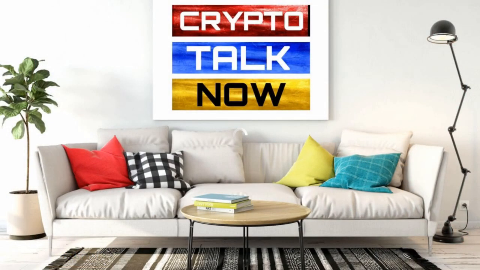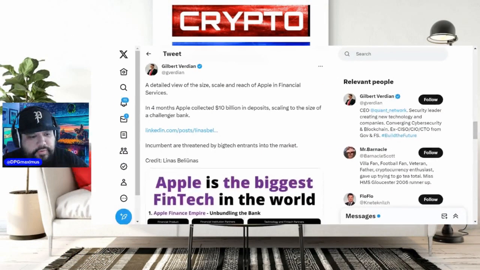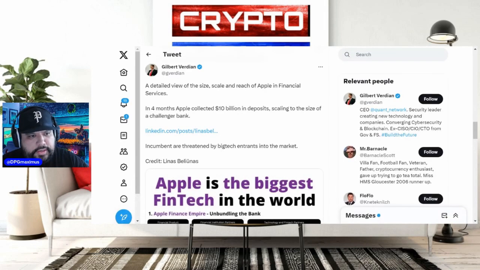Here it is. Come back into the frame for just a brief moment. And it says a detailed view of the size, scale, and reach of Apple in financial services.